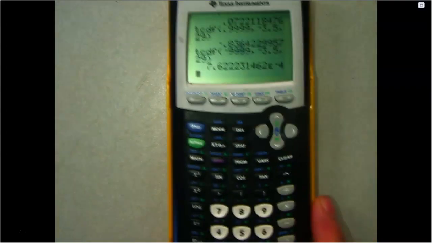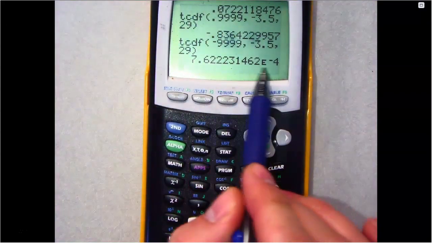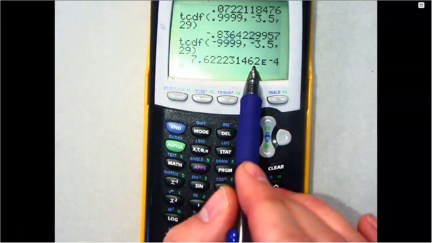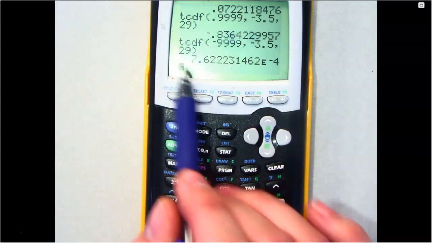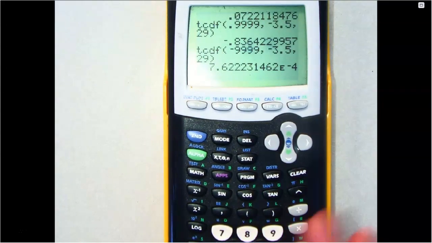Quick reminder, because everyone freaks out when this happens. What does this mean? Times 10 to the negative 4, so you move the decimal place 4 places to the left. And at that point, you can just round to 0 because it's so small.